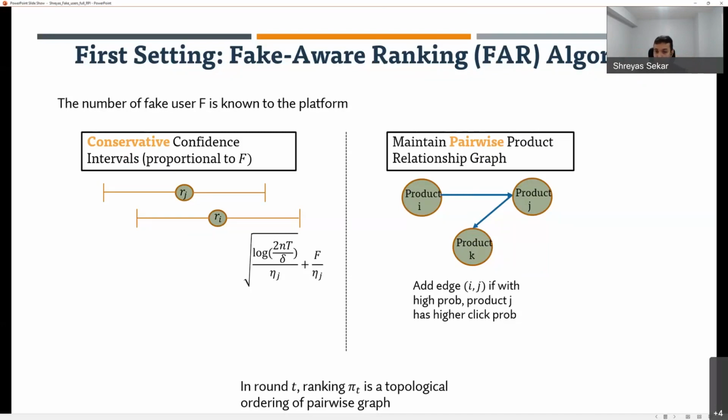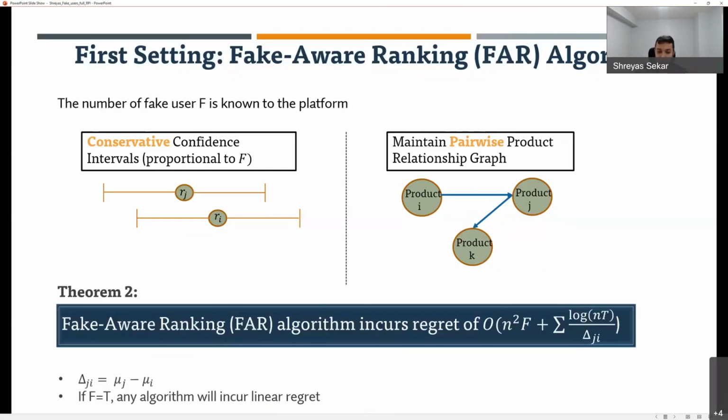All right. So to sum up, the two main ideas here are: one, to build a pairwise product relationship graph, and two, to be more conservative in my decision making by extending my confidence intervals proportional to f, the number of fake users. What we actually show is that these two simple ideas come together to give an algorithm that's almost optimal. In particular, this fake-aware ranking algorithm incurs a regret that's O of f plus log t divided by delta.